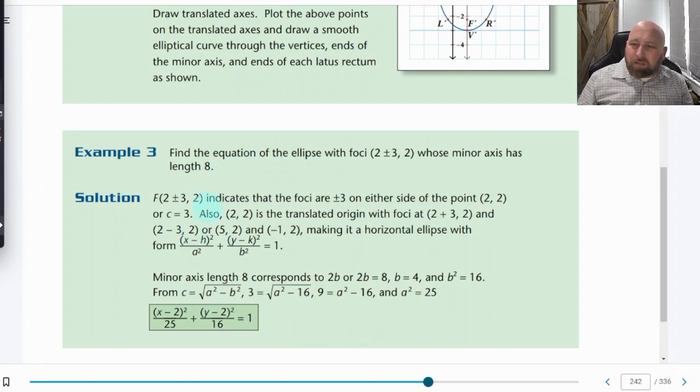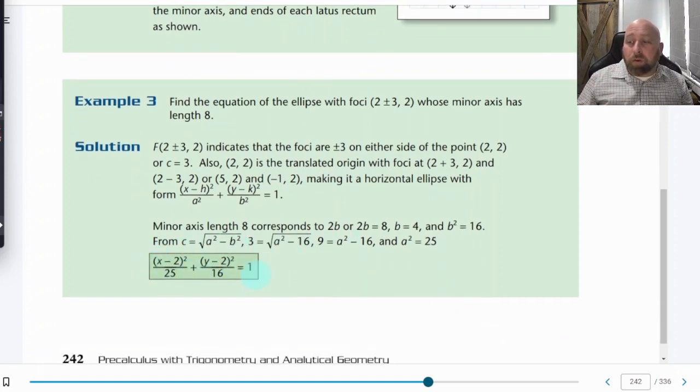I know it sounds a little bit complicated, but just remember what your formula looks like. Remember how you get your H and K in the focus. Remember how to get your C and work your way backwards, and then build your new equation and just work through that solution right there. And I think that should make a lot of sense to you.